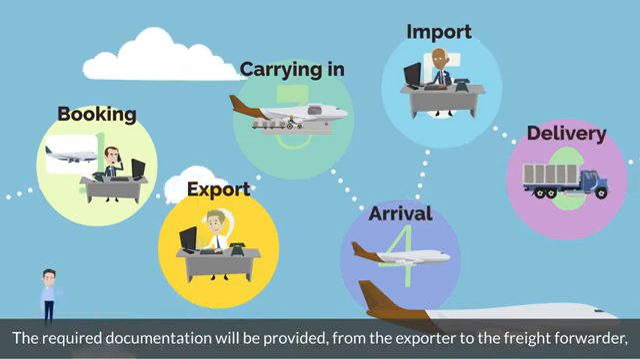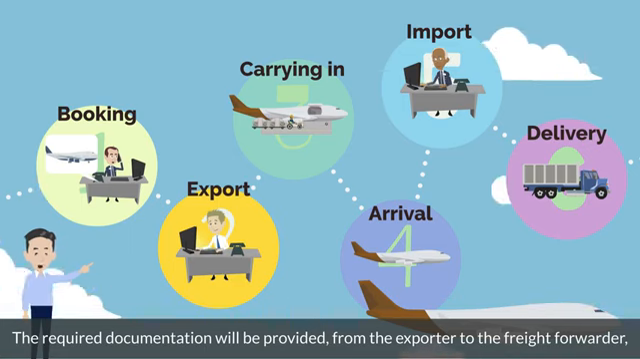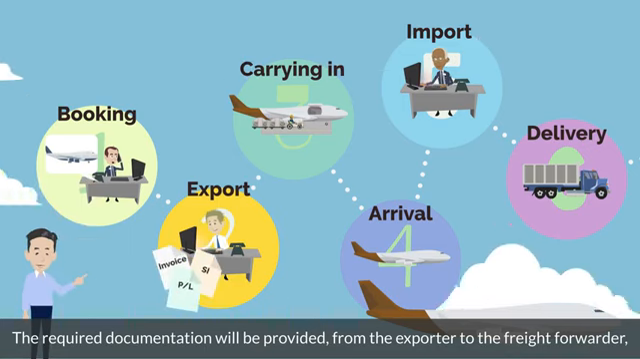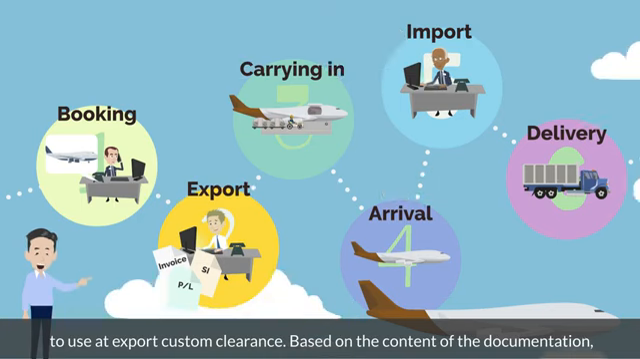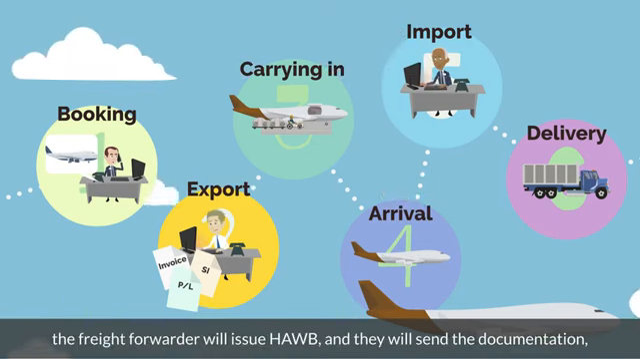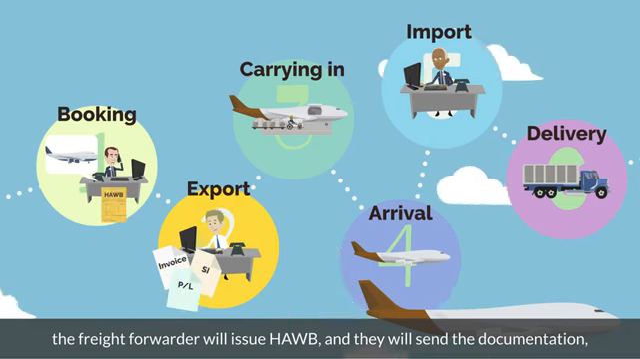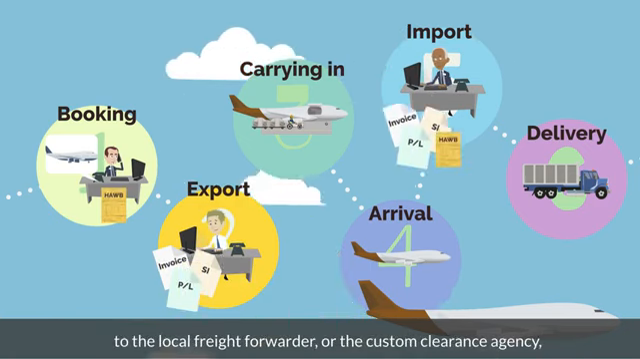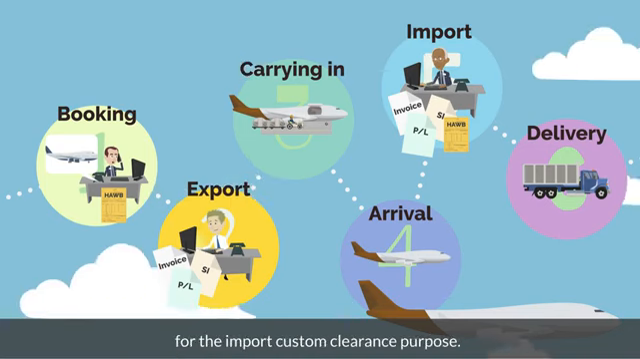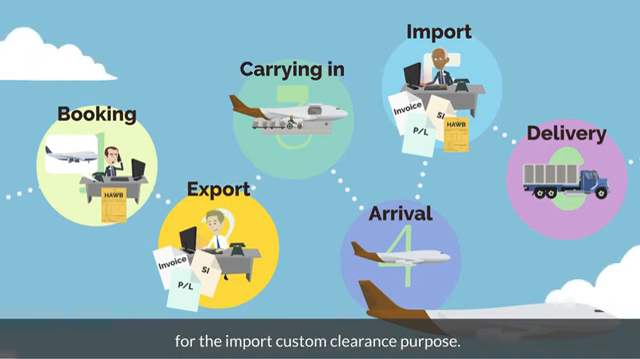The required documentation will be provided from the exporter to the freight forwarder to use at export custom clearance. Based on the content of the documentation, the freight forwarder will issue house airway bill, and they will send the documentation to the local freight forwarder or the custom clearance agency for the import custom clearance purpose.